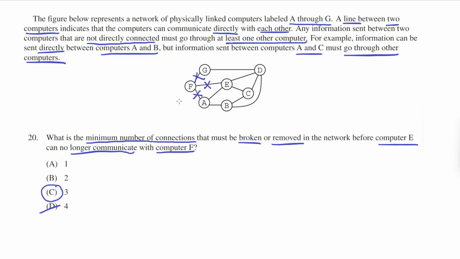And there's no way possible for us to just cut one wire to prevent F from communicating with E. If we were to cut one wire, we could just cut off the connection directly from F to E, but then there would be other indirect ways to communicate with E. So 1 cannot be correct, and 2 can't be either, because there are 3 separate ways that F can communicate: 2 ways F can communicate with other nodes to connect to E, and 1 direct way. So you have to cut off all 3 if you want to stop F from communicating with E. So C is the correct answer.